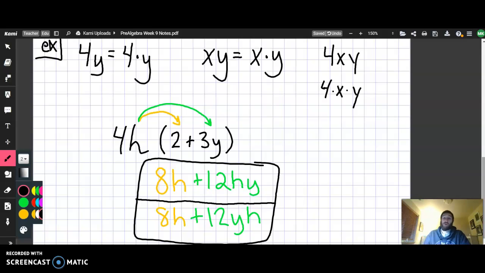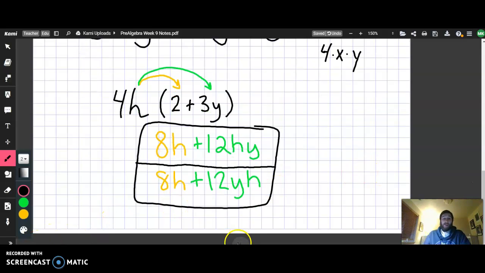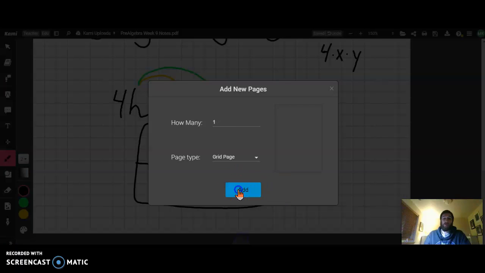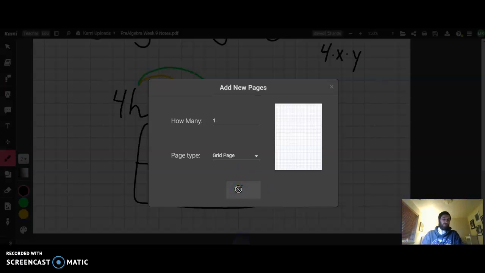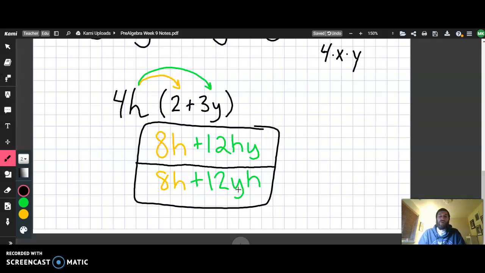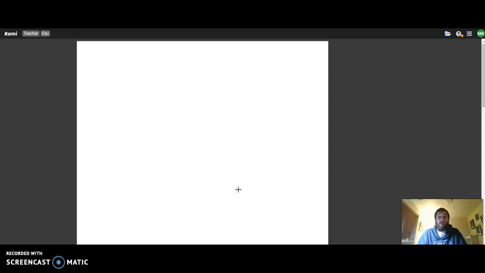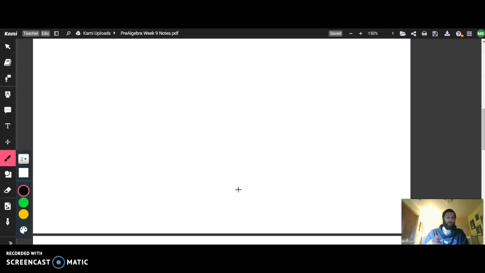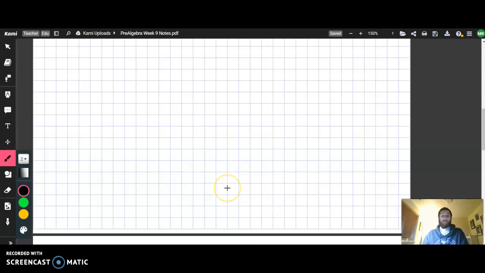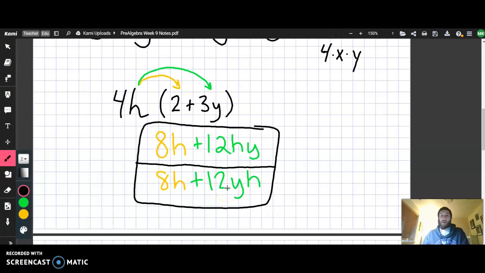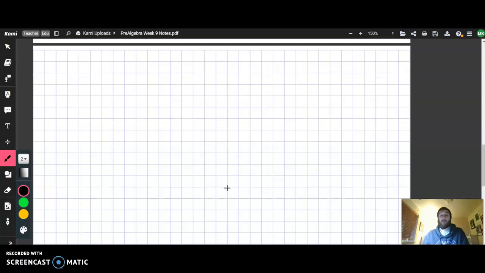Now, let's go ahead and work out one last example here. Add a new page. And this example is just showing some more applications of distribution and working through more things with distribution to help you guys really master and understand how multiplying by groups works, because that's really all distribution is, multiplying by a group. And so when you multiply a group, you're multiplying by everything inside that group.